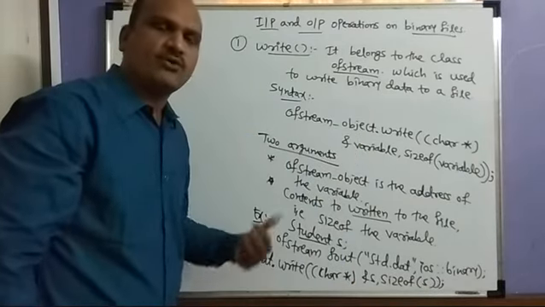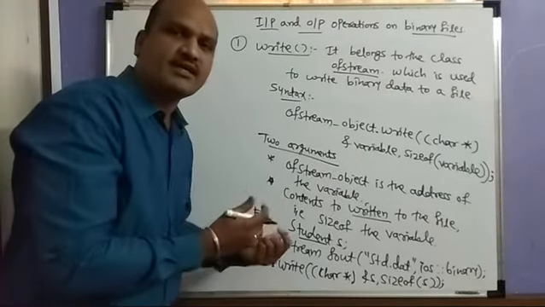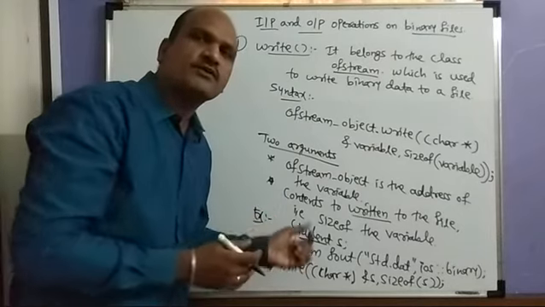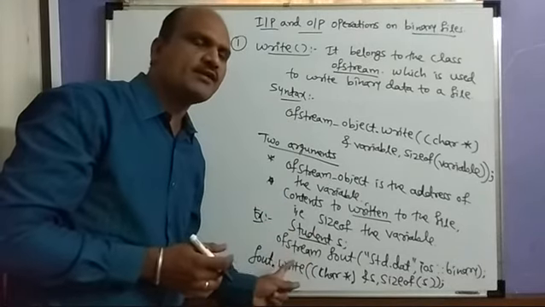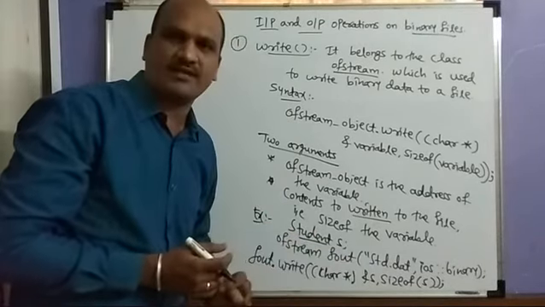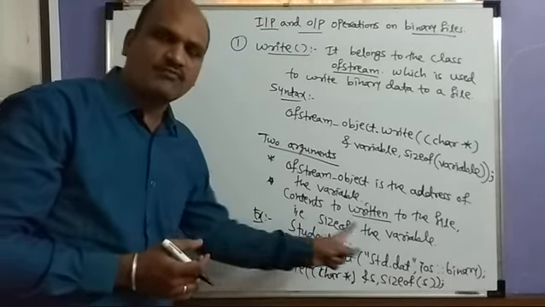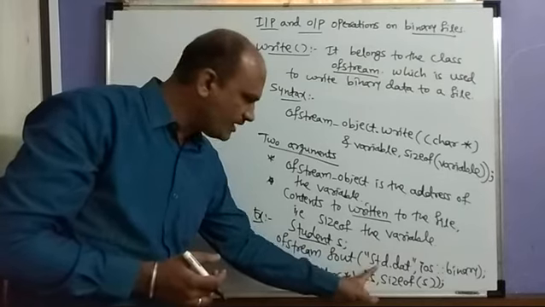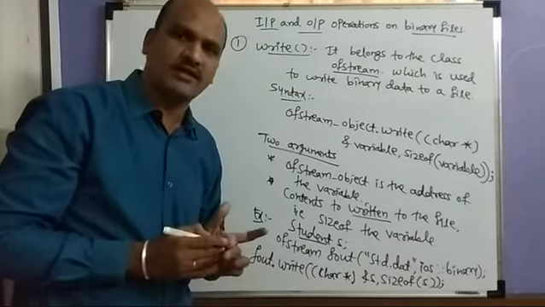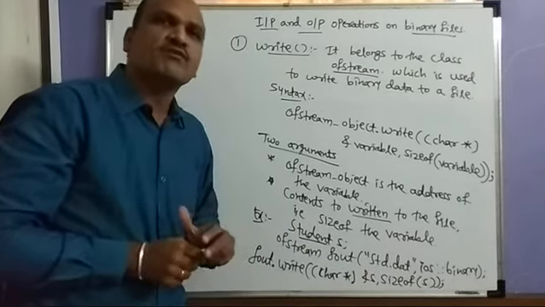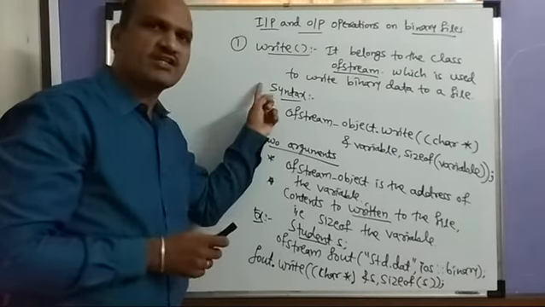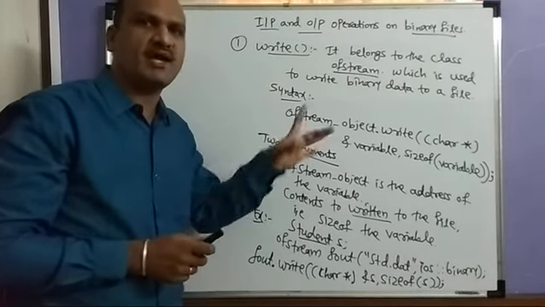This is how you write. Here it writes the contents of the object S to the file std.dat. So this is the first function, the write function, belonging to the binary file.